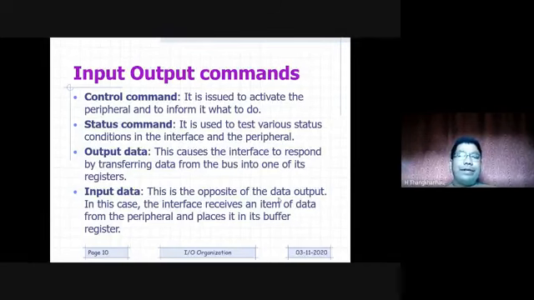So the status commands are used to check the status of the different peripheral devices. Output data. This causes the interface to respond by transferring data from the buses into one of its registers. Okay, one of its registers.